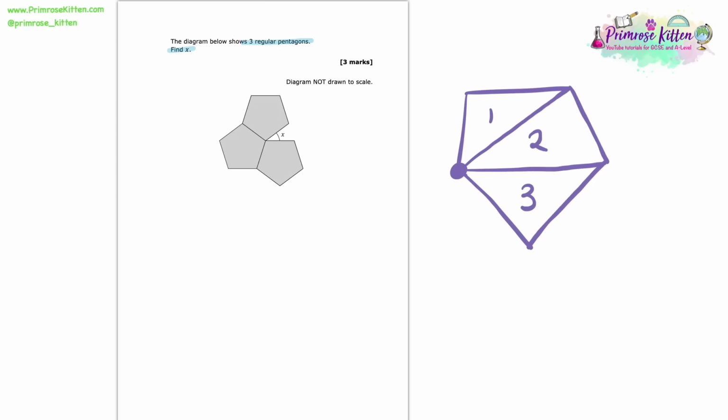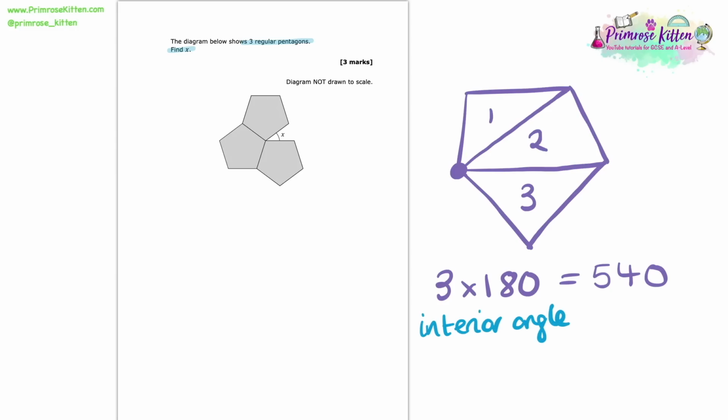If you take one point and see how many triangles you can draw, I can see that I can make 3 triangles. I know that each triangle has an angle sum of 180. So that means 3 times 180 gives us 540. Now that's the sum of all of the interior angles. So if I take that 540 and divide it by 5, because there are 5 angles, I can see each interior angle in a pentagon equals 108 degrees.